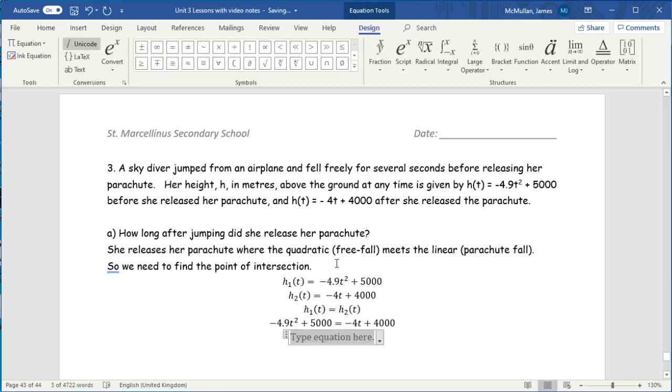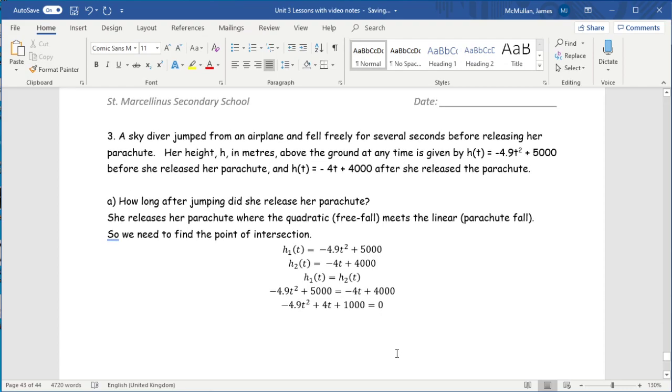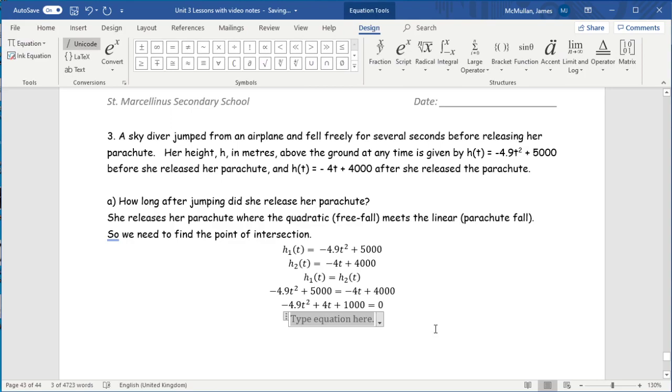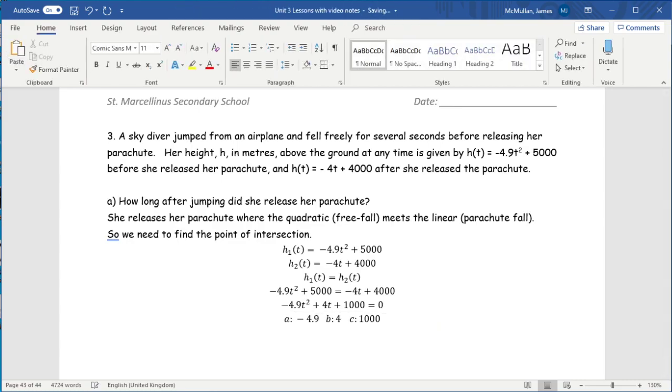So let's bring everything over to one side. Negative 4.9 t squared plus 4t plus 1,000 is equal to 0, right? That would be the equation that we're solving here, because the negative 4t from the right side comes over as a positive, the 4,000 comes over as a negative and reduces it as follows. This doesn't look like it's factorable to me, so let's take a note of its numbers and do the quadratic formula. Okay, so b is 4, a is negative 4.9, c is 1,000.